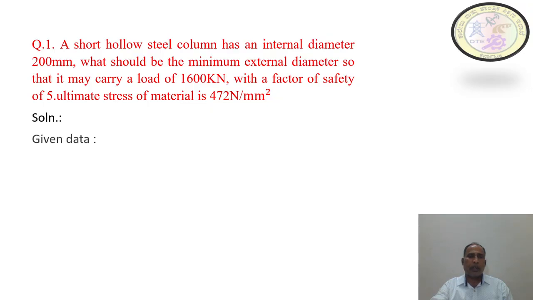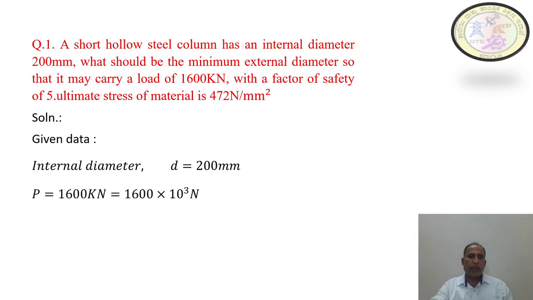So first write down the given data. We have solved one or two problems of this type in the previous sessions. So internal diameter d is equal to 200 mm. And the load P is 1600 kilonewton, that is 1600 into 10 raised to 3 Newton, because 1 kilonewton is equal to 1000 Newton or 1 into 10 raised to 3 Newton. Here the factor of safety is given as 5. It is the ratio of ultimate stress to the working stress. So therefore ultimate stress is also given. Sigma u is equal to 472 Newton per mm square.